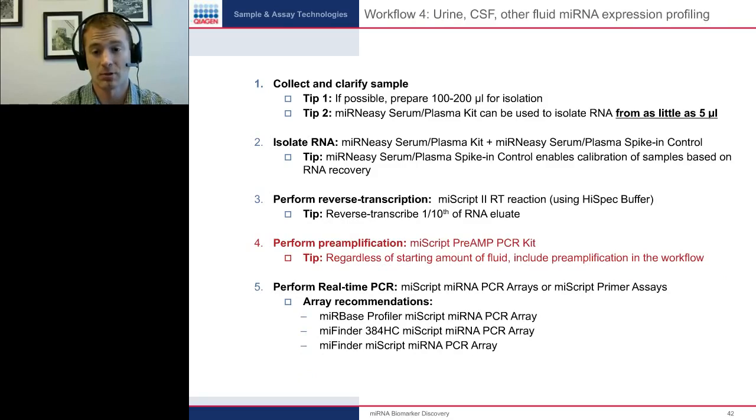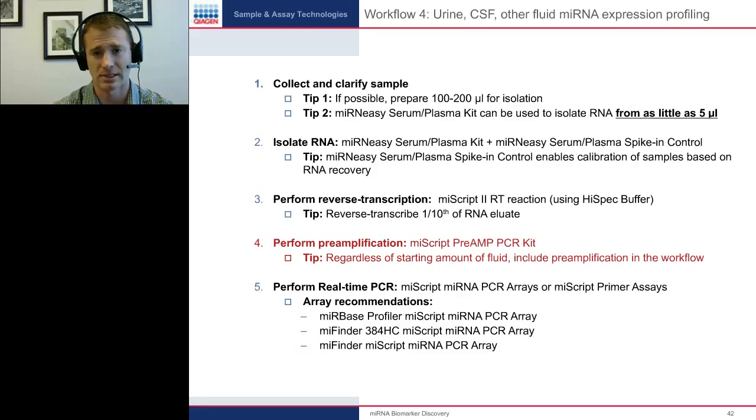Workflow 4 is when you're working with urine, cerebrospinal fluid, or other fluid microRNA expression profiling. Step 1, you collect and clarify your sample, and our recommendation is still to start with 100 to 200 microliters, but this can be used with down to 5 microliters. Step 2, isolate your RNA using the miRNeasy Serum/Plasma kit, plus spike-in control. And the tip here is that the spike-in control enables calibration of your samples based off of RNA recovery.